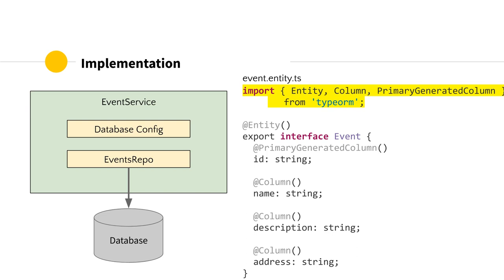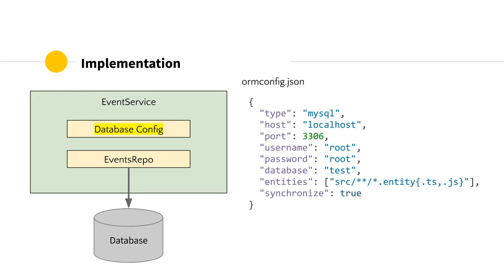But how does the repository know to which database it should connect? This is done by a separate file called ormconfig.json. As you can see, the configuration is very straightforward. One interesting thing is the wildcard definition for entities that finds automatically all entities that should be mapped in our project. So that's basically all you need to do to create a very basic CRUD service in Nest.